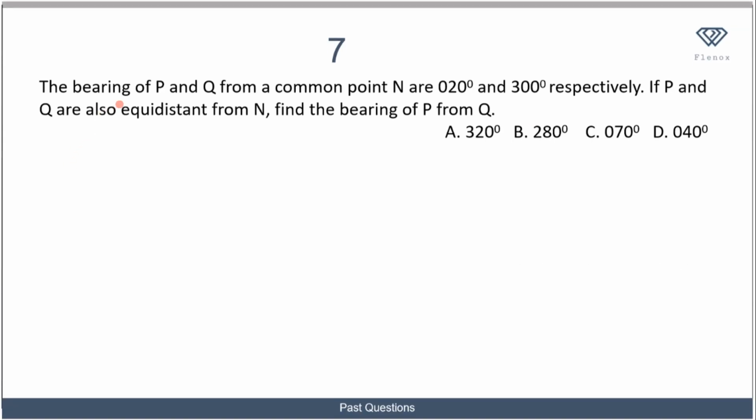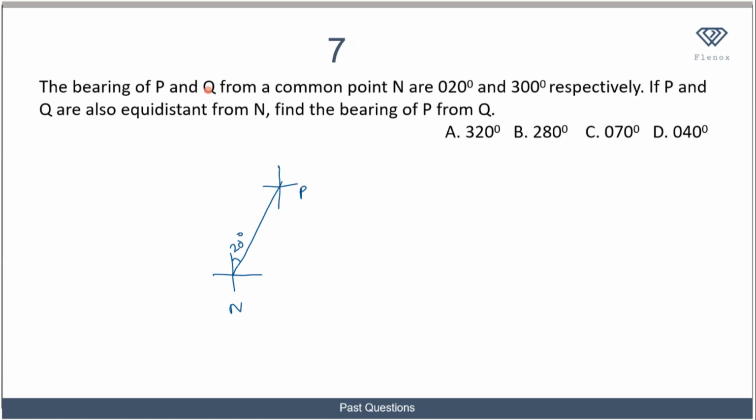They were told that the bearings of P and Q from common point N are this and this respectively. So what does this mean? It means you have a common point, and let's call that common point N. So you have two bearings, of P and Q. So the bearing of P from N is 20 degrees. So I'm first going to draw a bearing of what? The angle here is what? 20 degrees. So this becomes my point P.